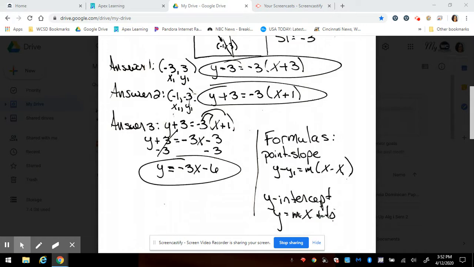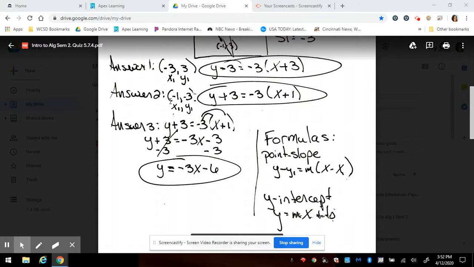Remember, the reason that that's a plus 3 is because we would have y minus a -3. So when you have minus a negative, it's going to make that a positive. So make sure that you're aware of that. So minus a negative, make that a positive 3, equals our slope, which is a -3, parenthesis, x plus 1. And again, that's a plus 1 because it would be minus a -1.